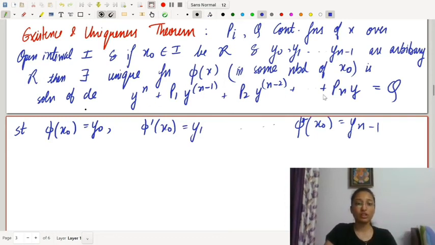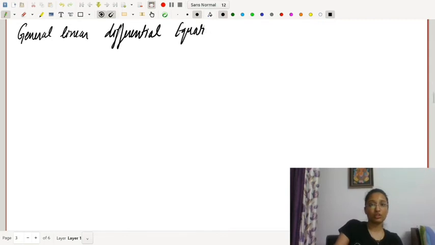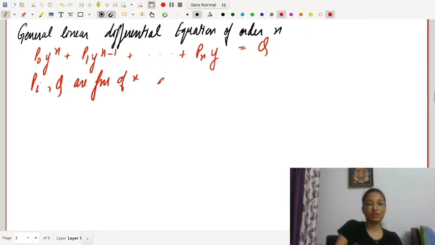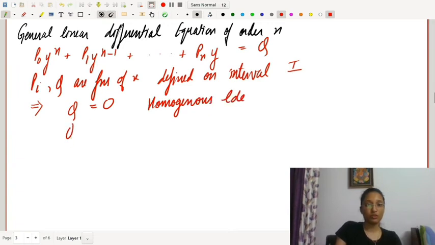And this form that we have is the general linear differential equation of order n. Now let's see what that is. Basically, the general linear differential equation of order n, which is p naught y raised to power n plus p1 y raised to n minus 1 plus and so on up to pn y equal to q, where pi's and q are functions of x defined on an interval I, which in turn implies if q is equal to 0, then we say homogeneous linear differential equation.